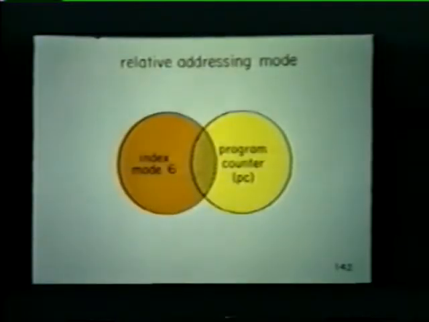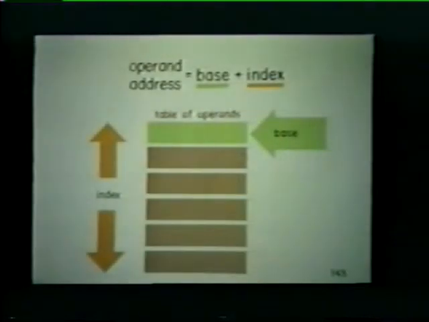The relative addressing mode is the same as index mode 6, except that it's used in combination with the program counter, or PC. Let's take a minute or so to review the function of the index mode. Recall that when we use the index mode, the address of an operand is calculated from two components. One of these address components is referred to as our base. The other is called the index. By summing the base with the index, we produce the effective address of an operand.